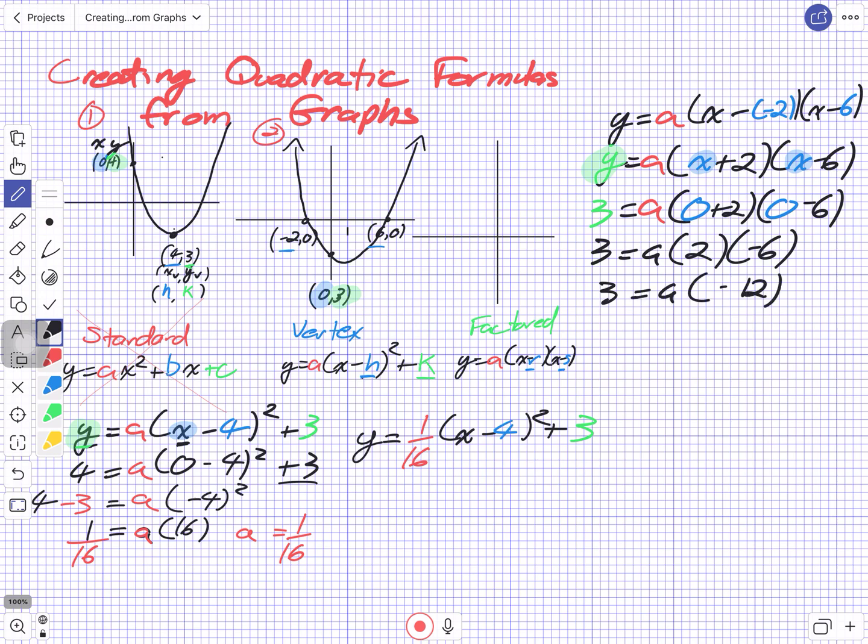Same concept as before. To bring it to the other side, we are going to divide. Technically, you divide both sides by -12, and this side just kind of cancels out.